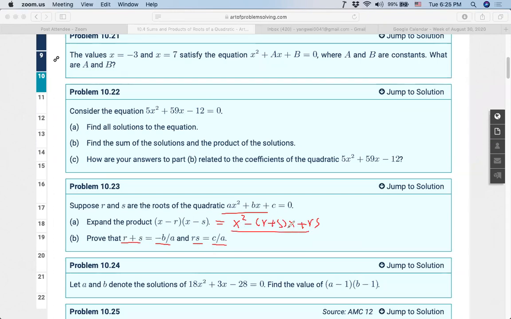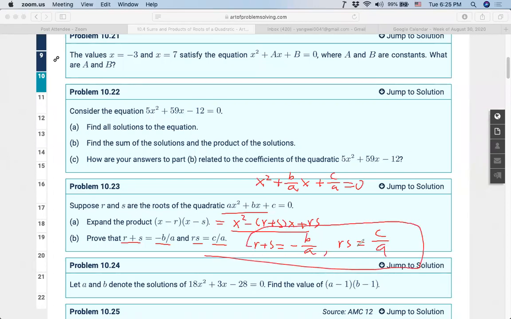So then compare this one with this. You can get r plus s equals... compare with this, both sides need to be divided by a. You can write this as x squared plus b over a x, plus c over a, equals 0. Before you do this, you cannot compare, because the coefficients of the quadratic term are not the same. So first, you need to divide both sides by a. Then you can get r plus s equals negative b over a, and r times s equals c over a, right? So then we prove this. This is exactly what we are looking for, okay?